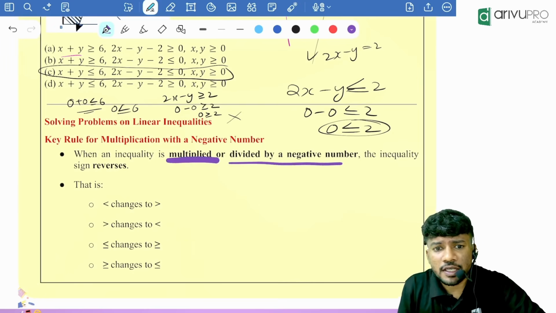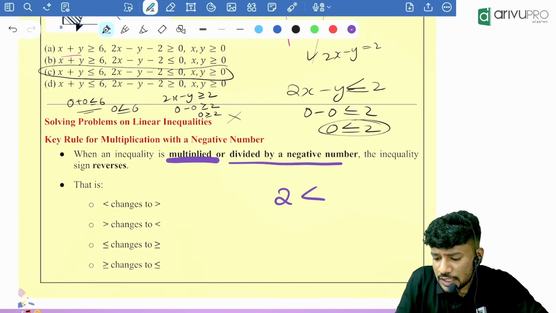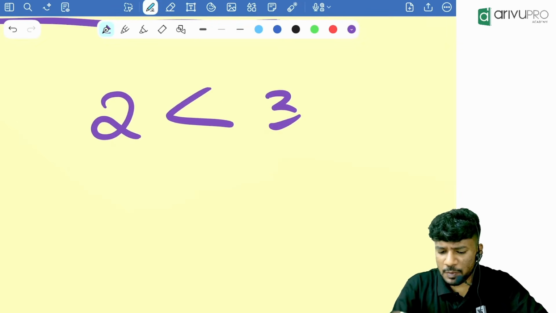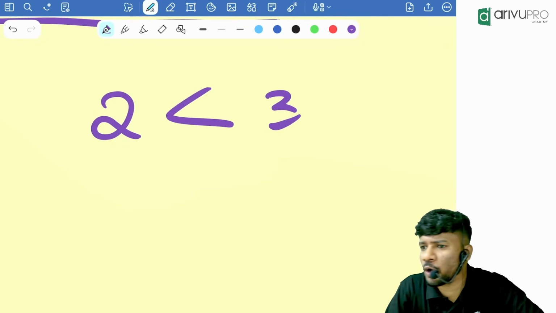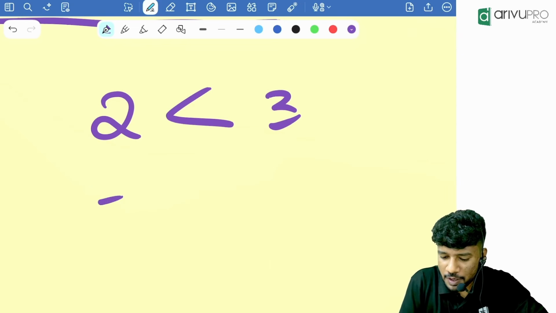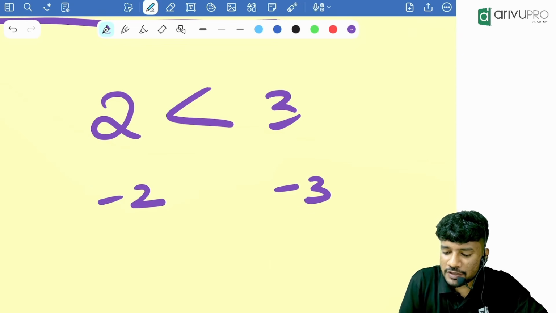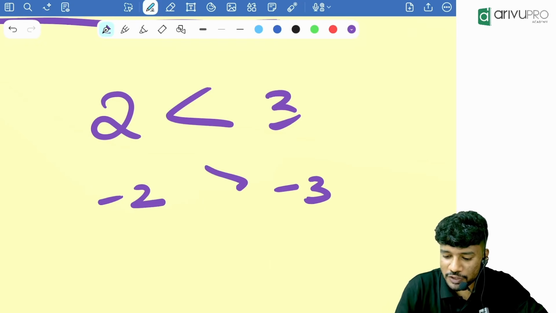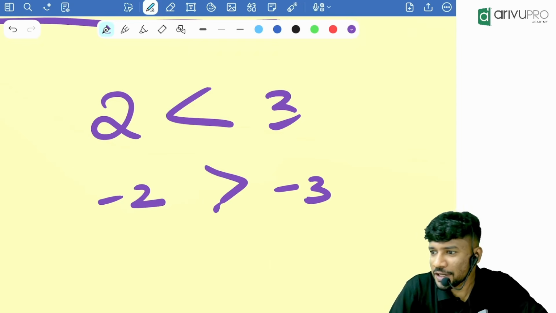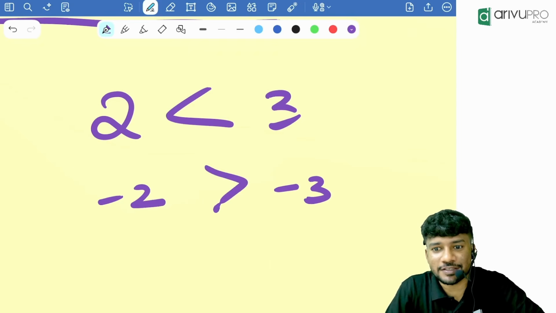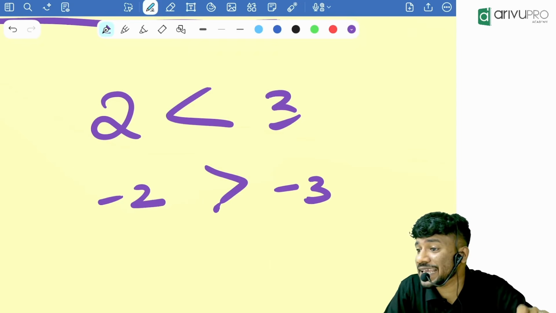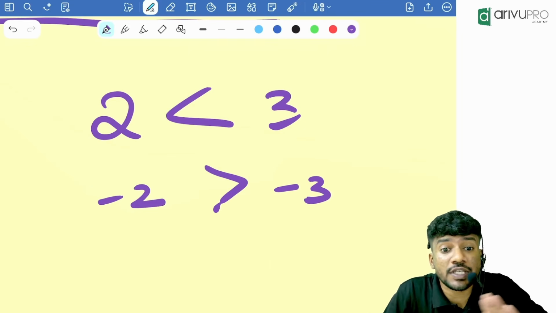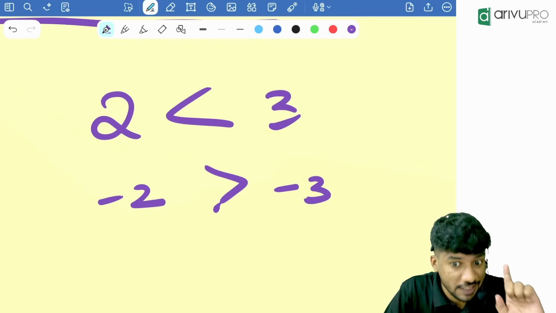Have you heard about it? For example, 2 is less than 3. Is this correct or not? Yes. If I multiply both the sides with a negative number, what will happen to it? It will become minus 2 and minus 3. Now you tell me which is the smaller number? Minus 3. So we should reverse the sign. Are you getting the point? It will be like minus 2 is greater than minus 3. So whenever I am multiplying or dividing with a negative sign, you should understand that the sign also changes. That's very, very important. Keep it in your mind.